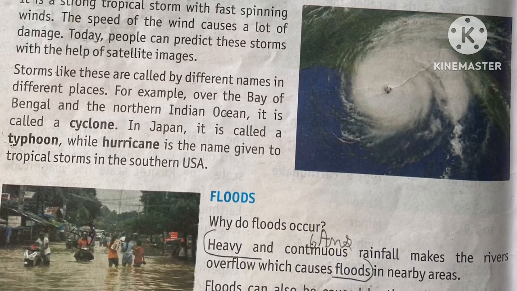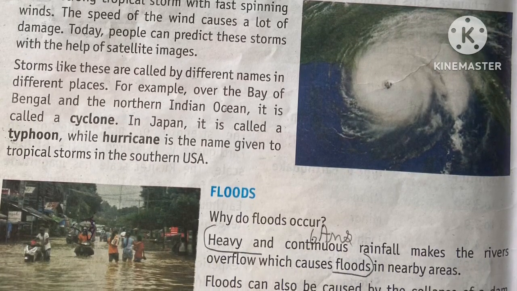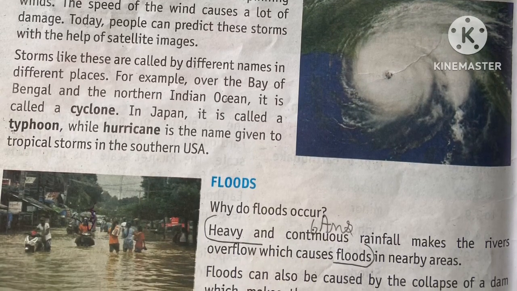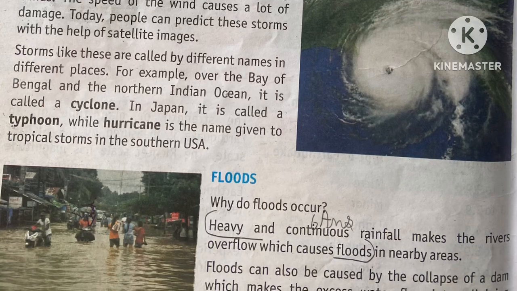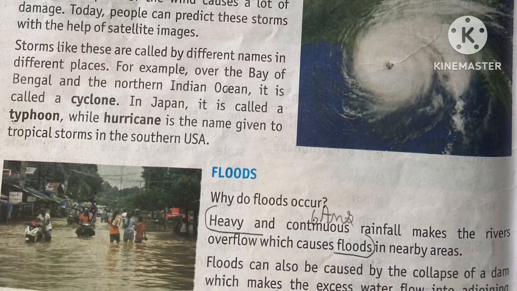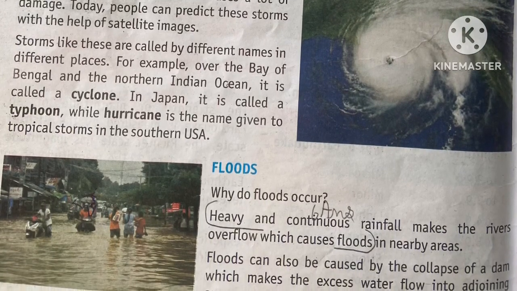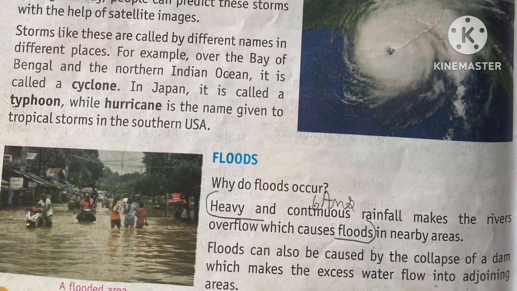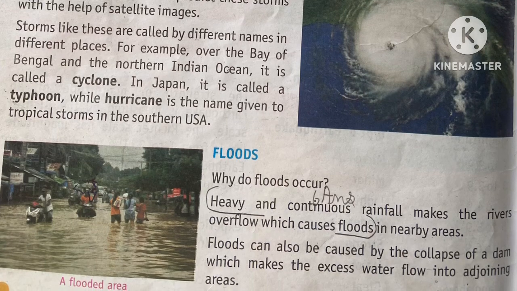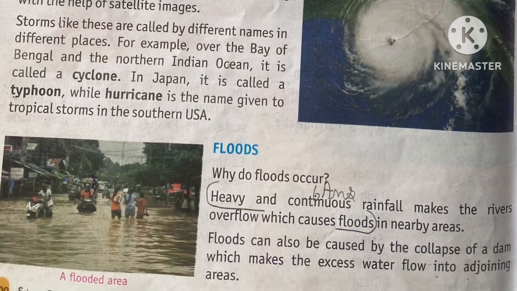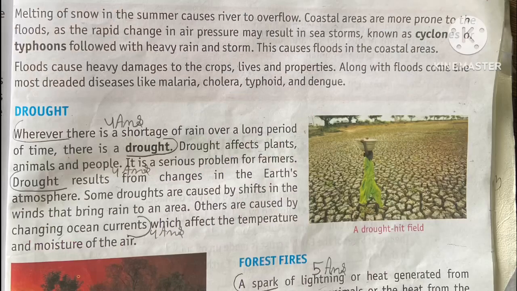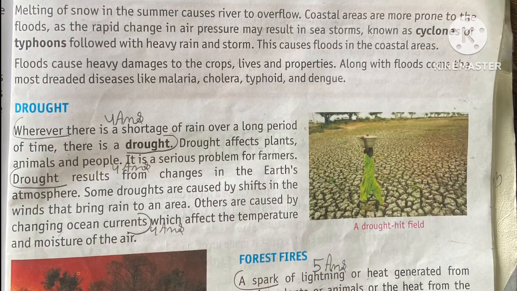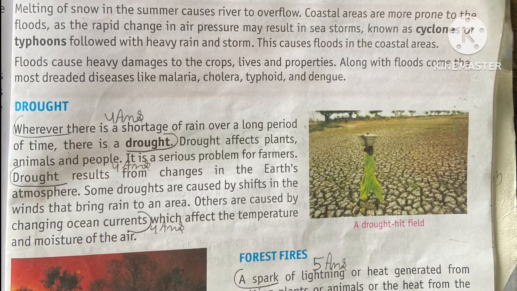Why do floods occur? Heavy and continuous rainfall makes the rivers overflow, which causes floods in nearby areas. Floods can also be caused by the collapse of a dam, which makes the excess water flow into adjoining areas. Melting of snow in the summer causes rivers to overflow.